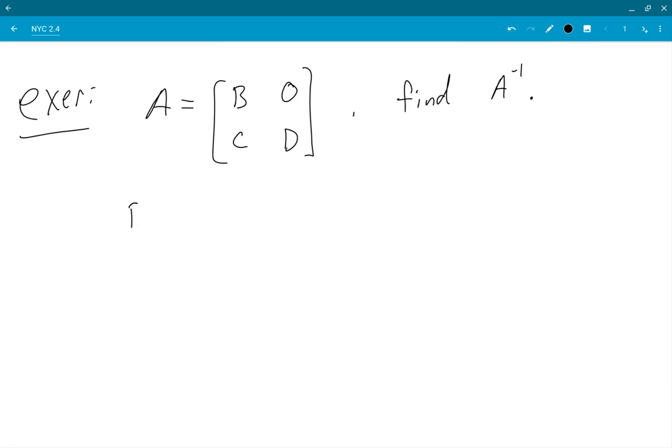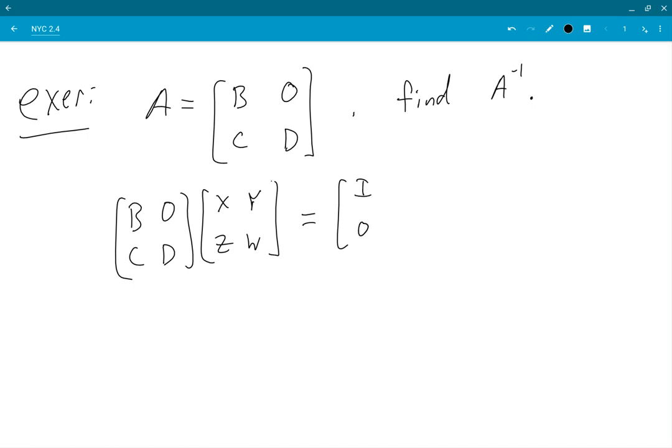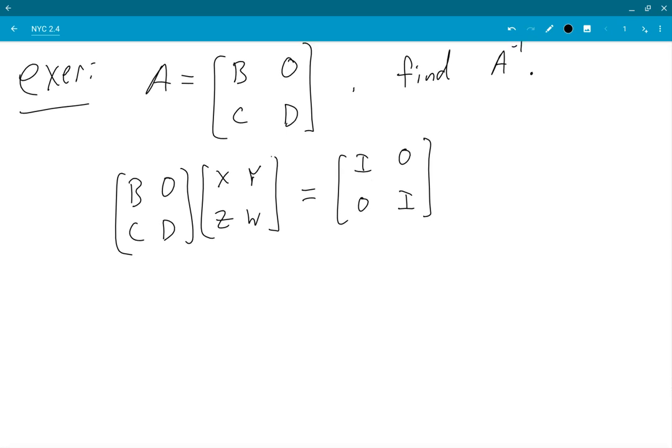Okay, what do I do? B, 0, C, D. I do the same thing. I go X, Y, Z, W is equal to identity. And then I would get, what do I get? Bx, By. Shoot. Shucks.